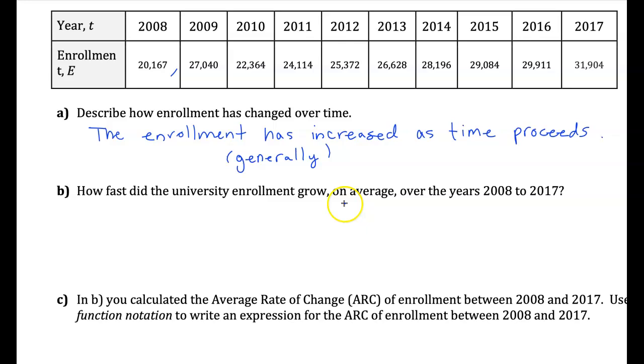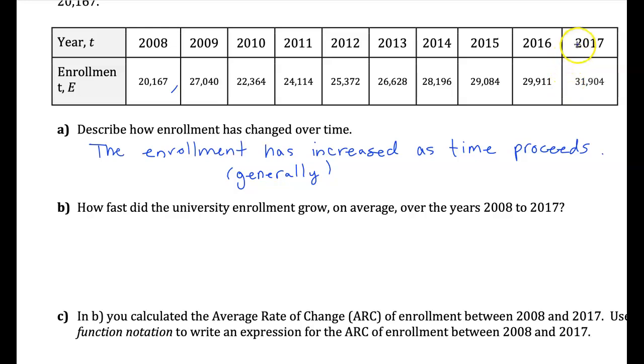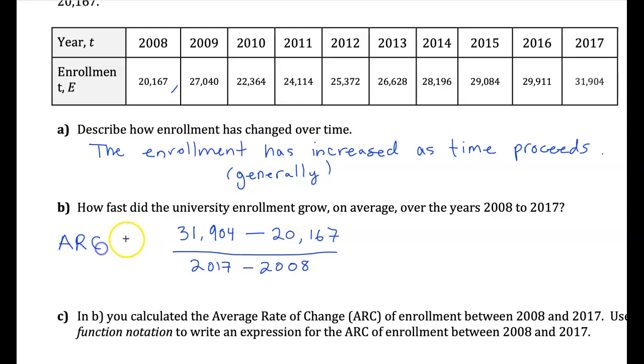But if we're looking for the average rate of change over these years, what we're going to do is calculate a rate of change, which is a slope. So we want to take the enrollment in 2017, which would be 31,904, and subtract from that the enrollment in 2008, which was 20,167. And you're going to divide that by the number of years that have elapsed between those two, so 2017 minus 2008. This would be the average rate of change over those years.